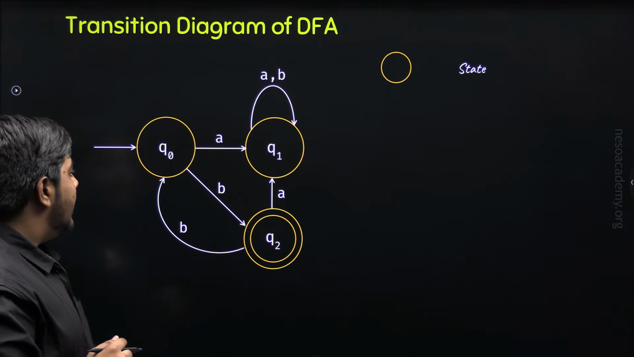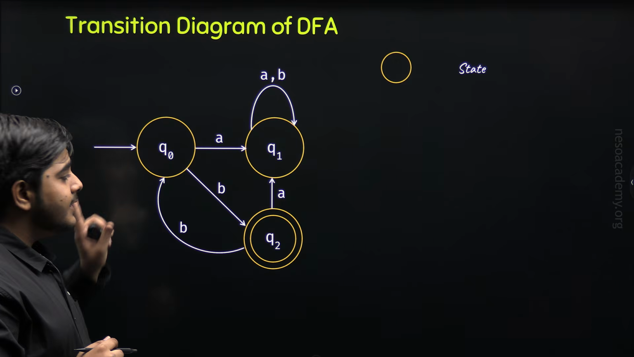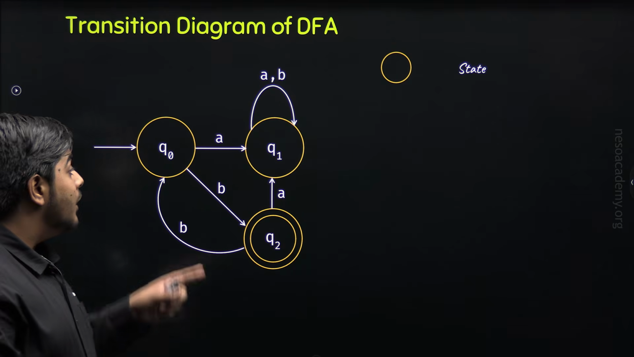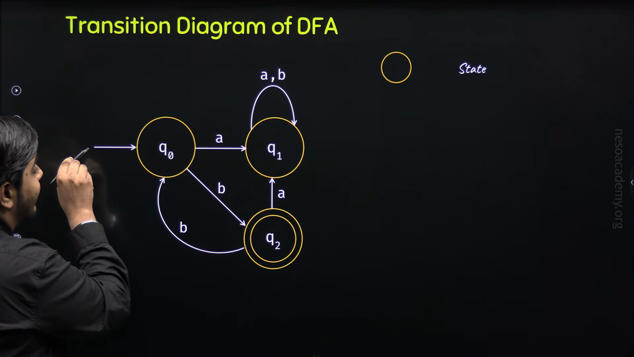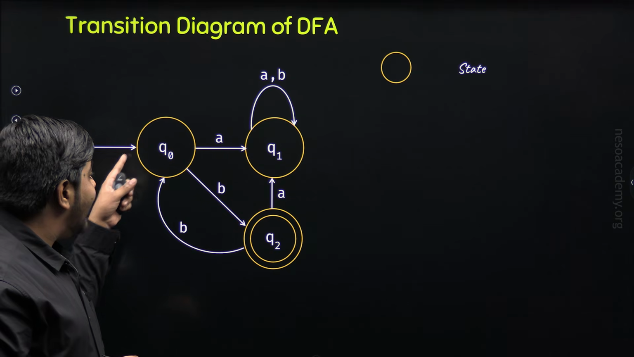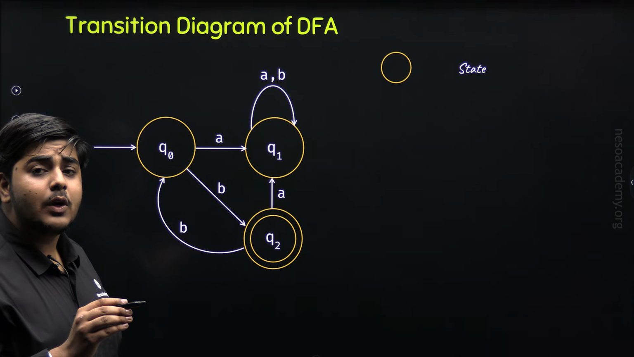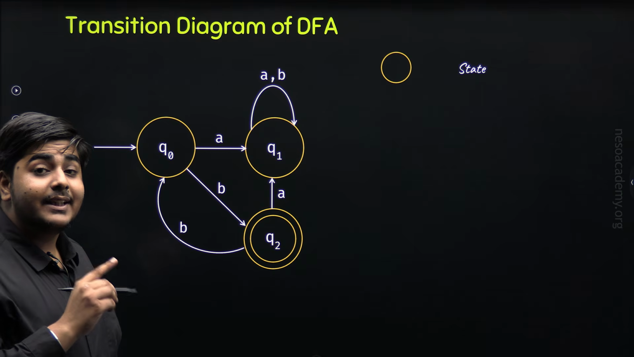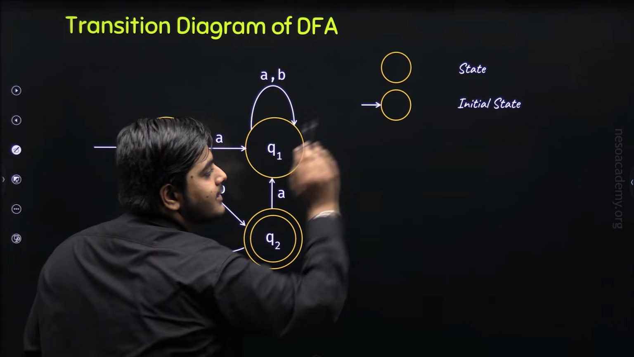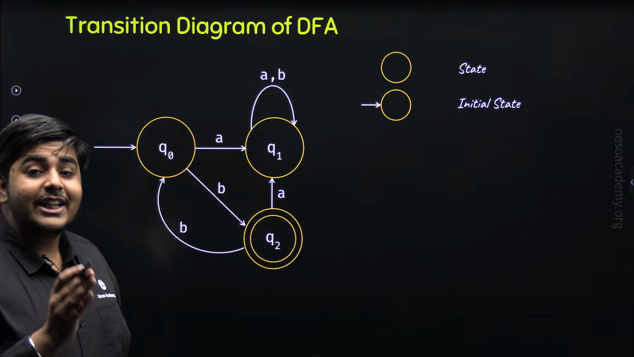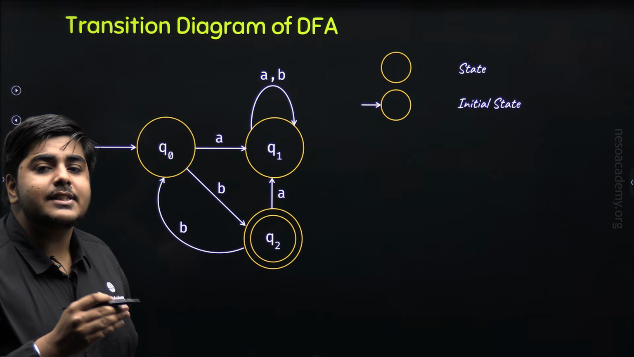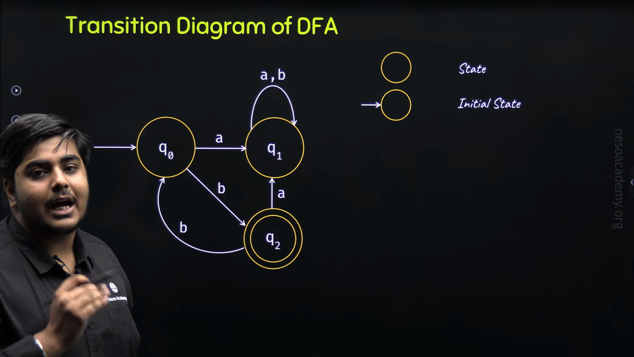Now you can see that this circle is a little bit different from other circles. Why? Because this circle also has an inward arrow with it. So this circle with an inward arrow with it is also a type of state, but this is a special type of state, which is called as the initial state. So the initial state of a DFA is a state from which the processing of an input string starts.